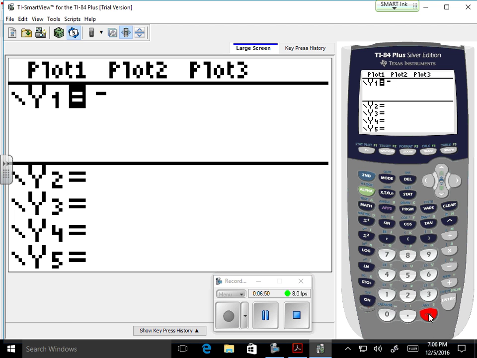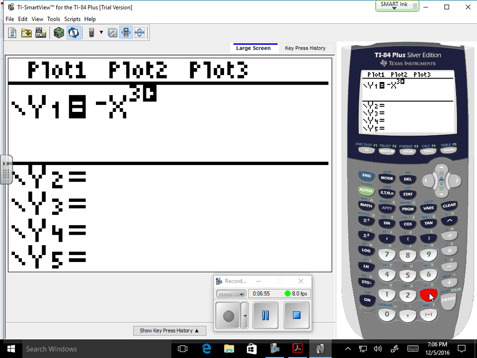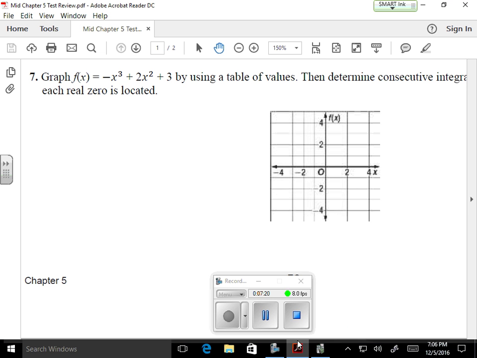Negative x to the third plus 2x plus 3. Double check, make sure I typed it in right. Negative x to the third plus 2x squared plus 3.